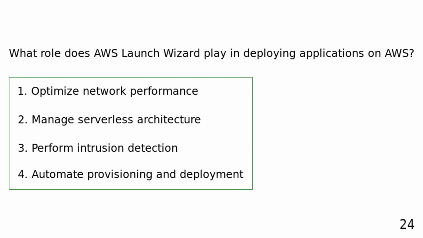What role does AWS Launch Wizard play in deploying applications on AWS? Optimize network performance. Manage serverless architecture. Perform intrusion detection. Automate provisioning and deployment.